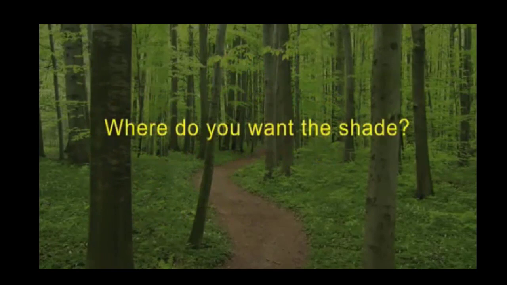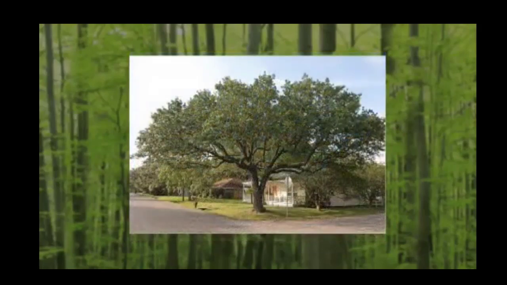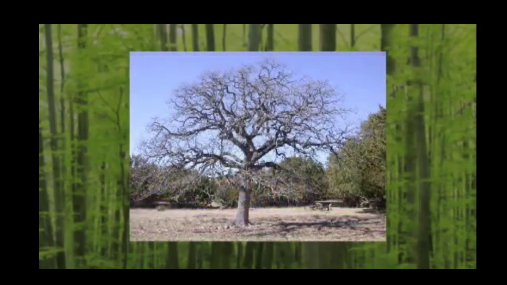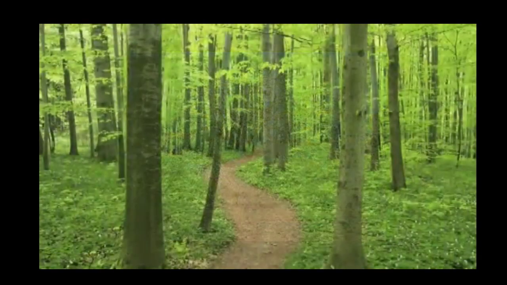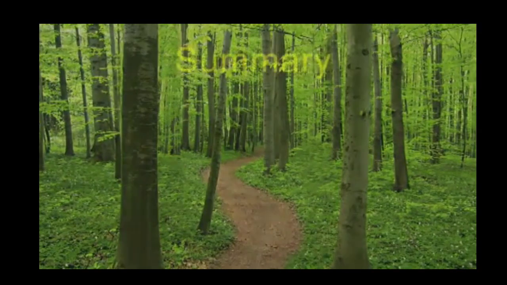Where do you want the shade? Do you want a deciduous tree, one that will lose its leaves in the winter, or an evergreen? A deciduous tree is often a good choice. It provides foliage to block the summer sun and bare branches to allow the sun to warm the house in the winter. The benefits of trees are many, but you need the right tree in the right place.